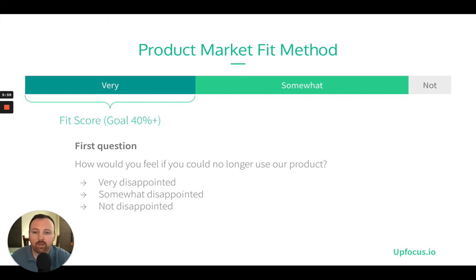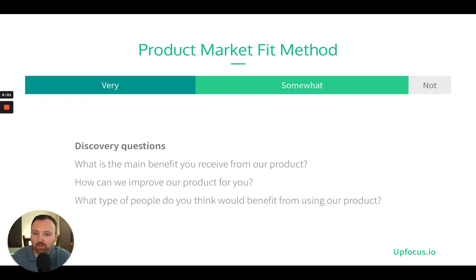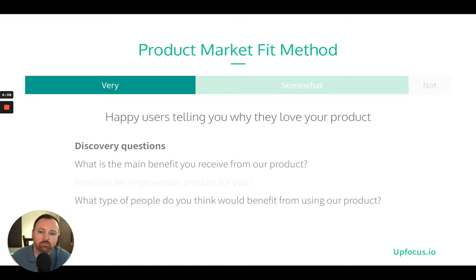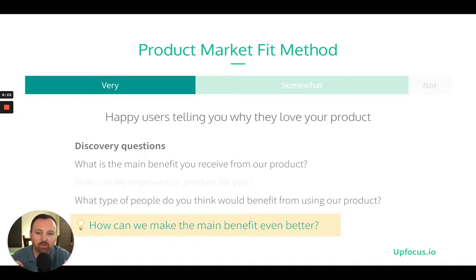And the way you do that is that you ask these follow-up discovery questions. And the ones that you ask are based on how they answer that first question. So if they said that they would be very disappointed, these are your happy users. And so now you ask them, what is the main benefit that you receive from our product? And a thing that we've learned from sending a lot of these is that you should also ask, how can you make that main benefit even better?